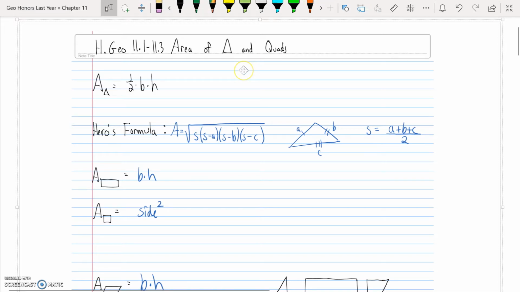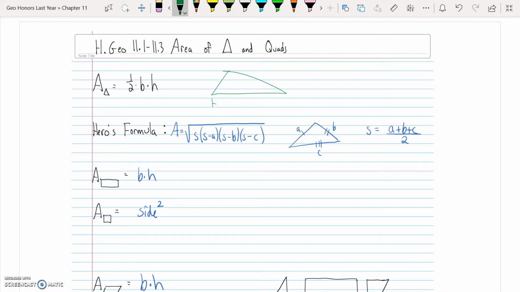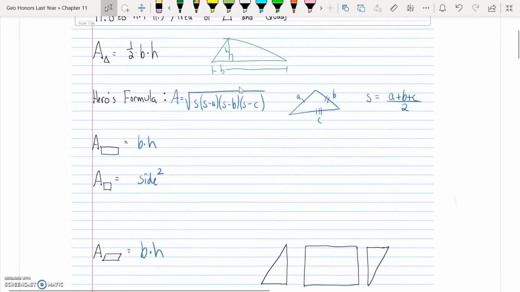The standard area for a triangle is 1/2 base times height. In other words, we have a triangle. If I know this length, I'll call it my base, and then the height is the perpendicular height to it. And so 1/2 times the base times the height would give us the area for that.